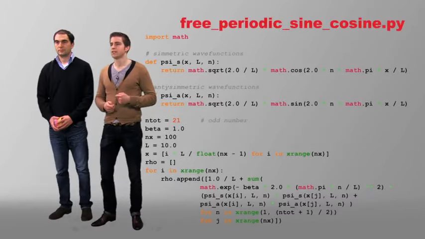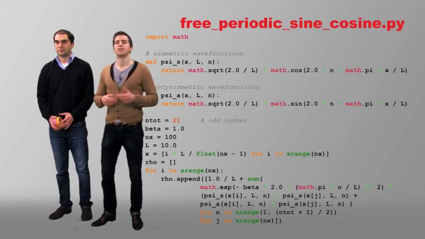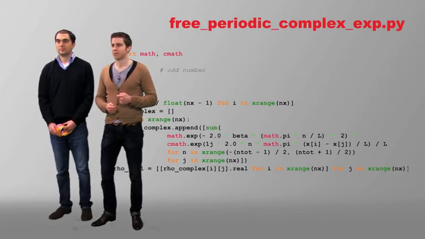But before you go on, please take a moment or 3 to download, run and modify the programs discussed in this section. On the Coursera website, you will find the program free_periodic_sine_cosine.py and its cousin free_periodic_complex_exp.py. Take these programs apart to understand the inner workings of complex arithmetic that lead to a final real-valued and positive result.